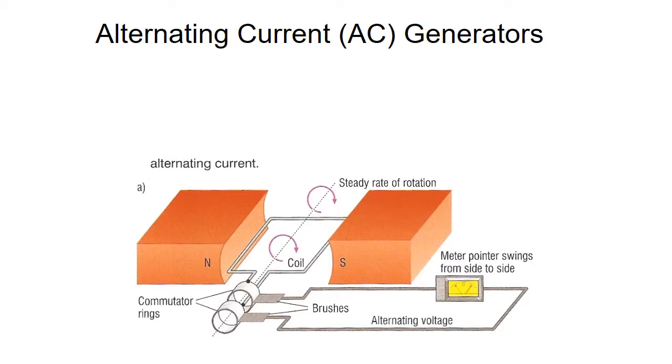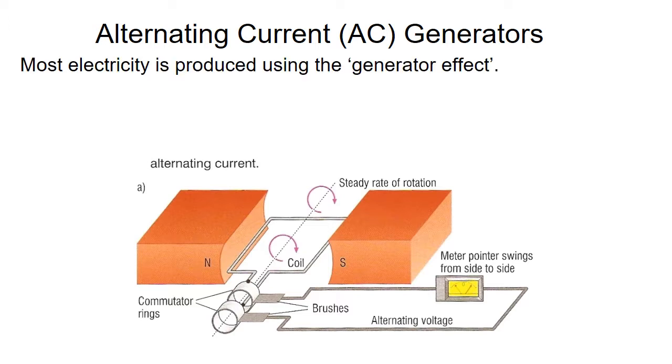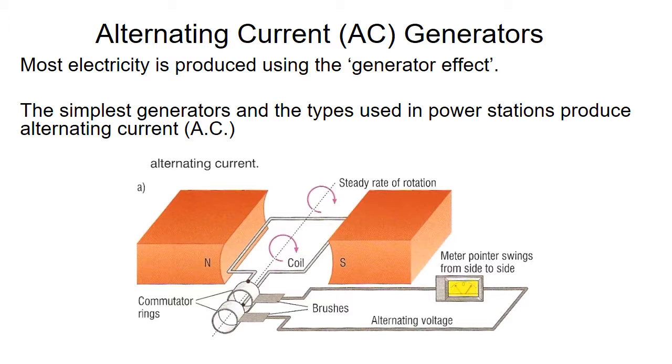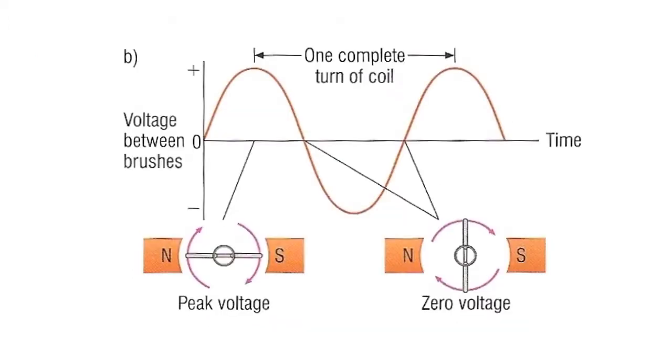So how is this used in practice? Well, it's used in something called alternating current generators. Most electricity produced in the world is produced using the generator effect. The simplest generators used in power stations produce an alternating current, AC, which we looked at earlier in the electricity unit. It's where the current moves in one direction for an amount of time and then moves in the opposite direction for another amount of time. And this is a plot of the voltage between the brushes.